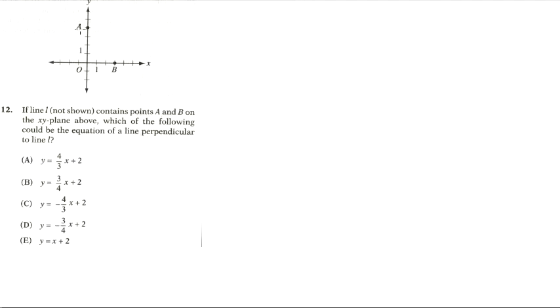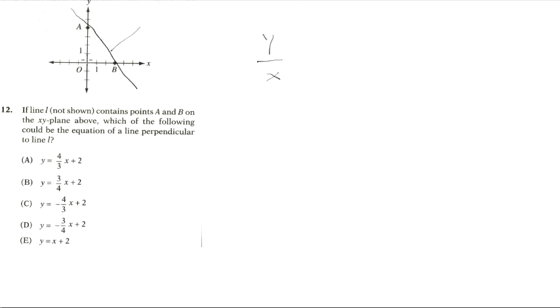Alright, if line L contains points A and B, so we're talking about that, which of the following could be the equation of a line perpendicular to L? So they want to know something like this. If we were to know the slope of AB, we could then take the negative inverse to get the perpendicular line. So the slope is the difference of y divided by the difference of x.